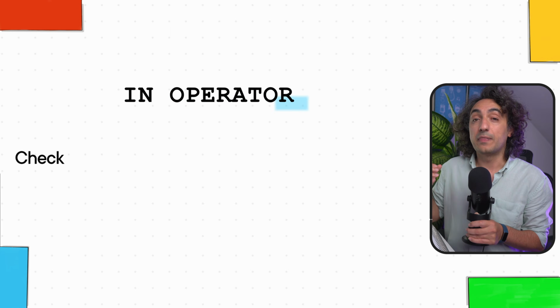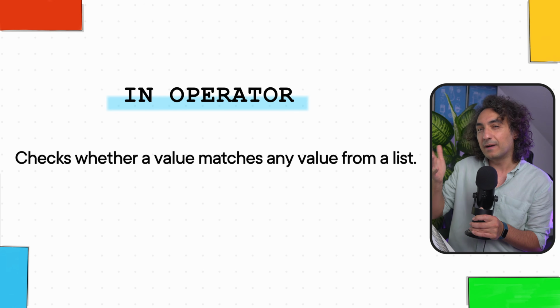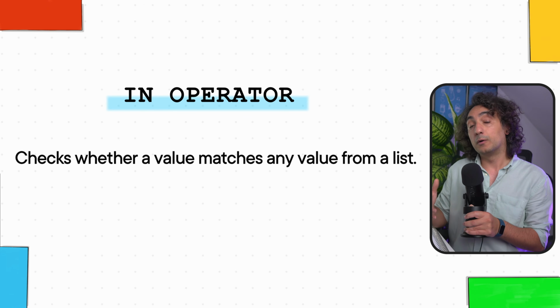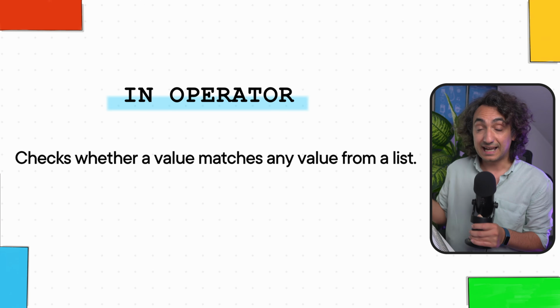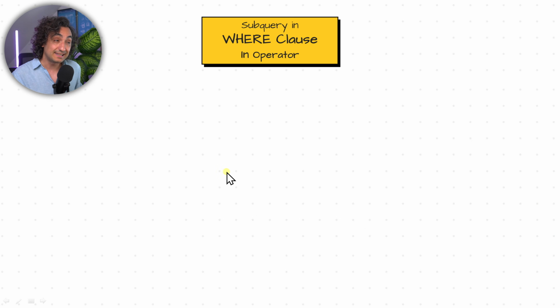If you use the in operator, it's going to check whether the value matches any value from a list, a list of multiple values. If it matches any of them, we will get true. Okay, so now let's have a quick look at the syntax of the subquery using the in operator.